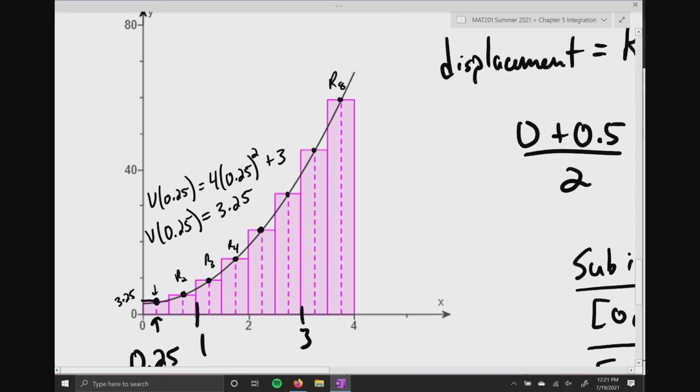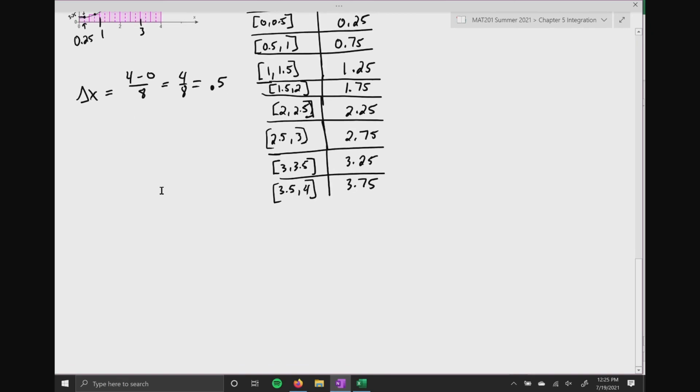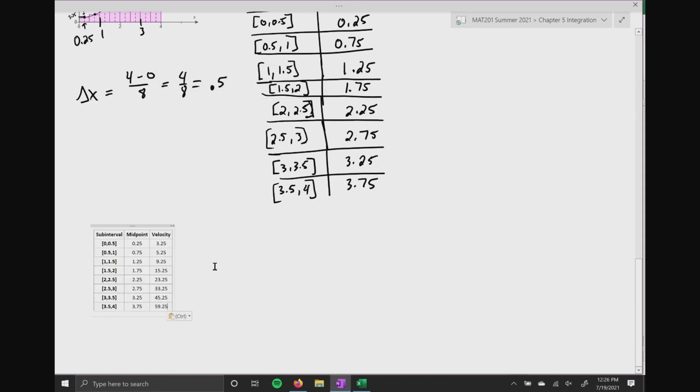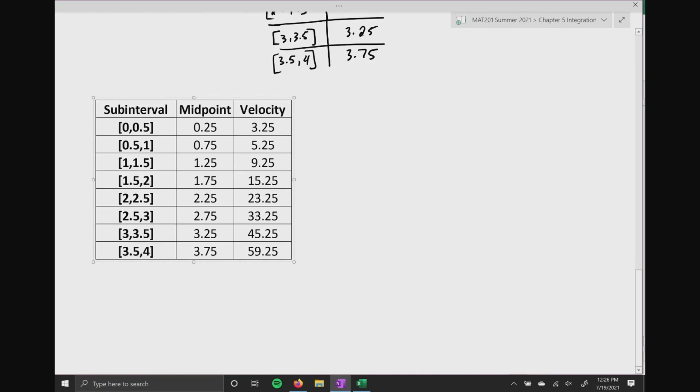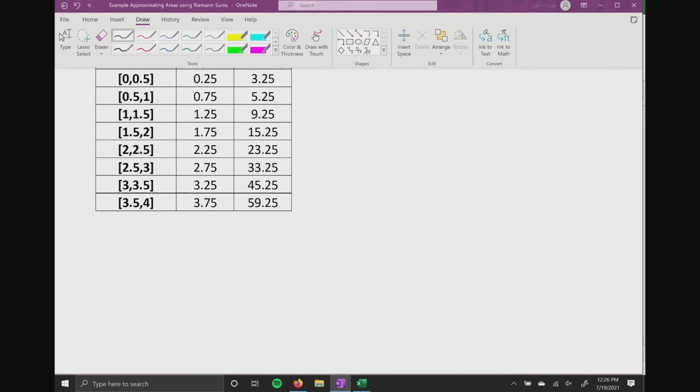So what I'm going to do here is just create a table and just fill in the table for us. All right, so I promised you a table. So what I did is I paused the video real fast and I did it in Excel. This is much easier. And here's our table right here. So let's make it a picture. Perfect. All right, so here are my intervals, my midpoints, and my velocity at each one of those midpoints. Okay. Now, displacement.